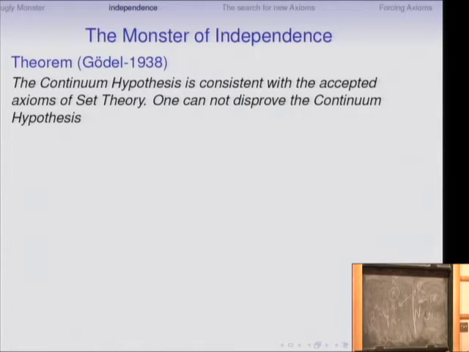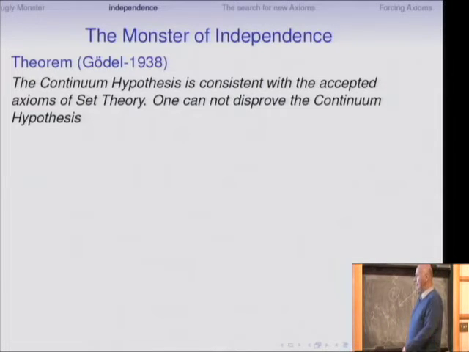Erdős used to talk about whenever a problem he was working on turned out to be independent, and there were many. He would say the ugly monster of independence raises its head again, and they're very frustrated by that fact. So anyway, the continuum hypothesis turned out to be another case of the action of the monster of independence.